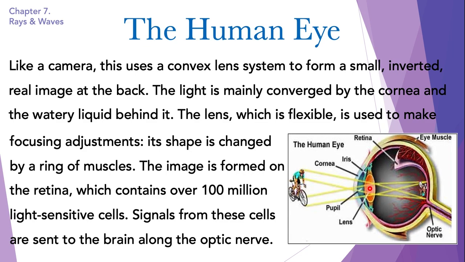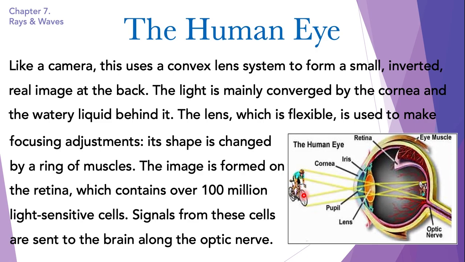So this image passes through the cornea and gets converged by the lens. The lens makes focusing adjustments to focus on the image, and the image is formed on the retina at the back of the eye. Now the retina contains 100 million light-sensitive cells, and signals from these cells are sent to the brain along the optic nerve. So the image is then made up in the brain. So that is how the image is made up in the brain. So this was the human eye. It was such an amazing thing to understand how our eyes can see and form images in our brain.